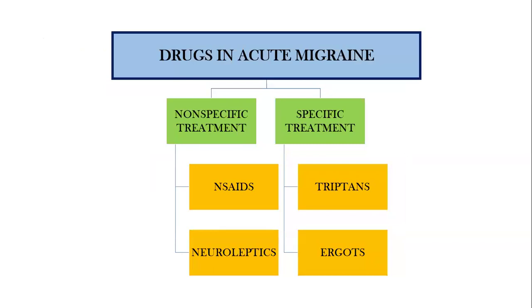So in acute treatment, initially we try the non-specific modalities of treatment like NSAIDs, as commonly we know: paracetamol, aspirin, ketorolac, etodolac, and neuroleptics like metoclopramide and domperidone can also be used as a symptomatic part. The specific treatment would be our triptans and ergotamine derivatives. Let us come to the drugs one by one.